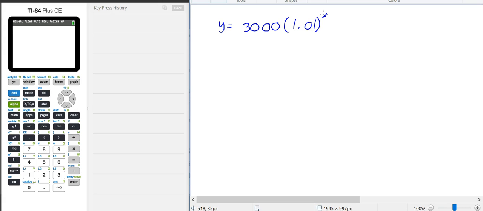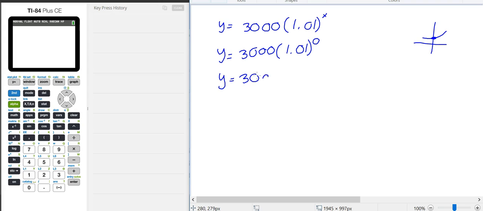Whenever we're solving for the y-intercept of a function, we set x equal to 0 because wherever a graph crosses the y-axis, the x-coordinate of that point is going to be 0. So we're going to do y is equal to 3,000 times 1.01 to the 0. And then we're going to solve this for y, which is the y-intercept. 3,000 times 1.01 to the 0 is just 1, so it's 3,000 times 1, which is just 3,000. So y is equal to 3,000.